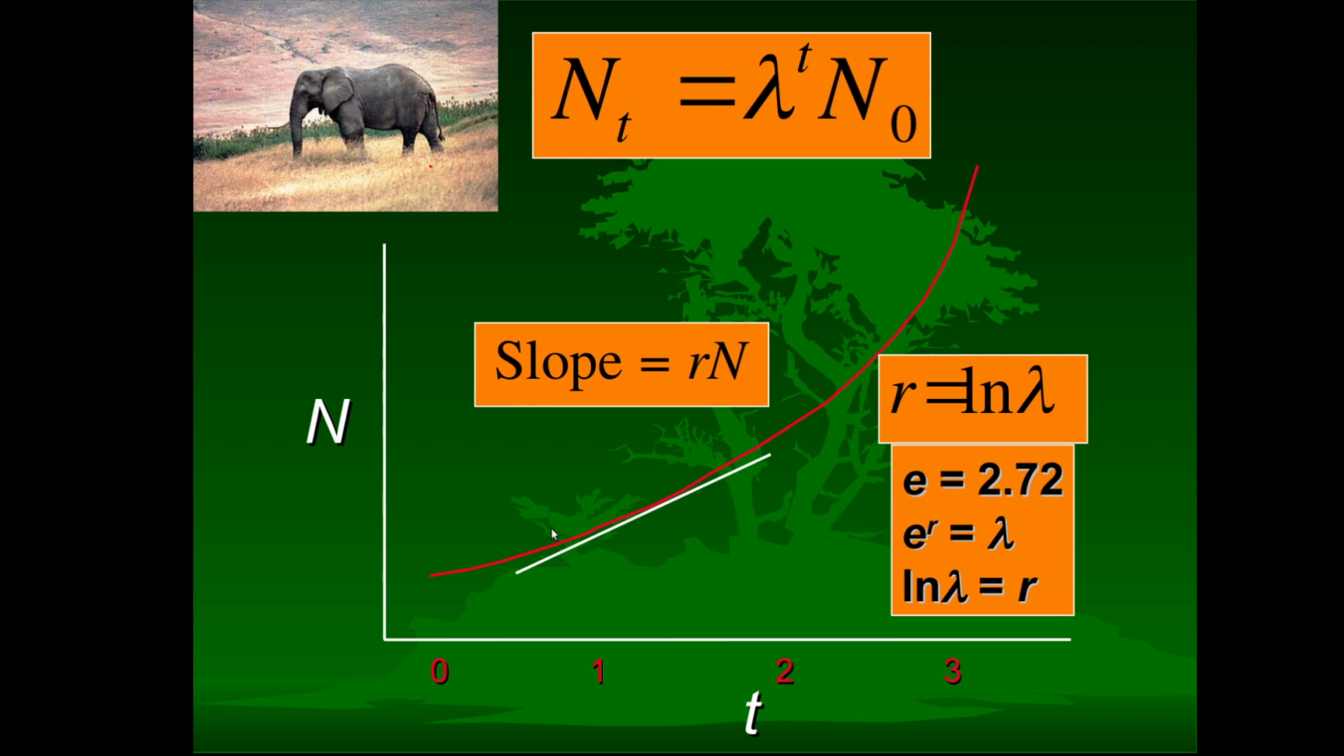So if you multiply e by itself r times, the number you get is lambda. So if you take e to the r power, you get lambda. E to the r power is equal to lambda right here. In other words, the natural log of lambda is equal to r. So the slope of this curve is rn, and the rate of increase of the population is r times n.